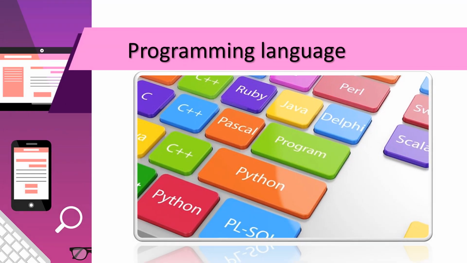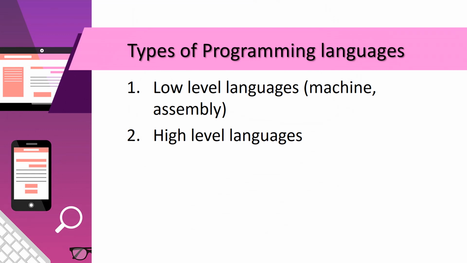There are different programming languages available: C, C++, Ruby, Java, Perl, Python, SQL. These are the various programming languages. With the help of these languages, we can give instructions to the computer. Then the computer will perform a particular task. There are two types of programming languages available. One is low-level language. The second one is high-level language.